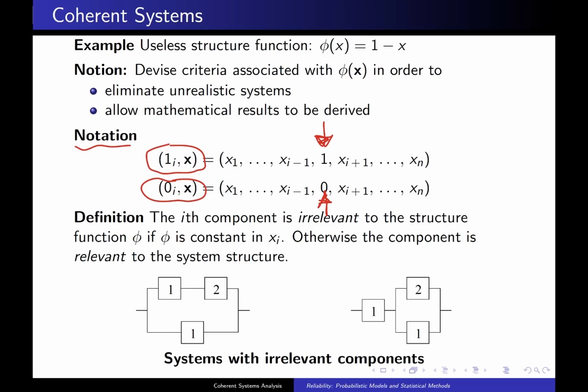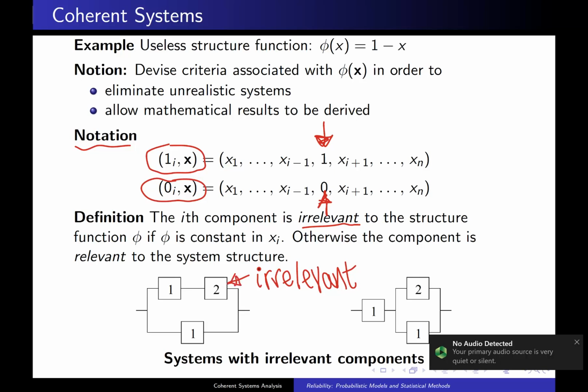So here is a definition. The ith component is irrelevant to the structure function phi if phi is constant in x sub i. Otherwise, the component is relevant to the system structure. So let's look at this system on the left that has an irrelevant component. If you think about the four possible system state vectors, you'll realize that nothing matters except for the state of component 1. Component 2 is irrelevant, so I am going to write that in here. The irrelevant component in this system right here is component 2.